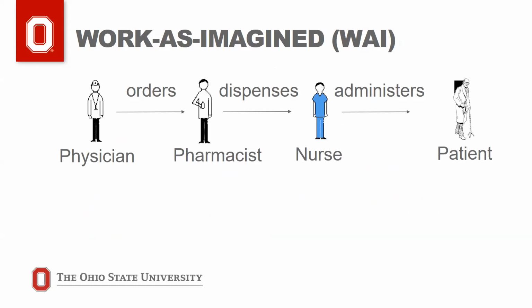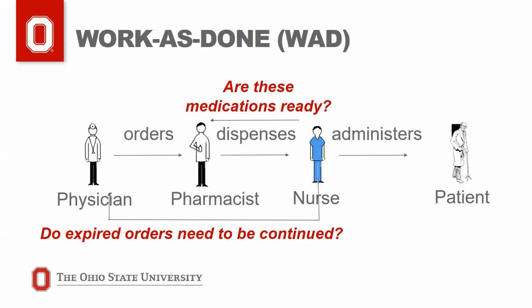So here's a big distinction that helps a lot with thinking about patient safety, which is what is the idealized version of work? That is work as imagined, or WAI. So for the example of medication administration, a physician orders a medication, the pharmacist dispenses the medication, the nurse administers the medication to the patient. That is how we think about work happening in hospitals.